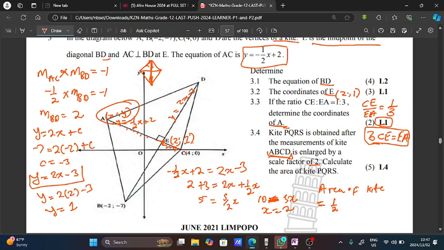So now let's do the area of the kite. We divide it into two triangles. Which one and which one? We have this is the kite ABCD. I want to write the formula here. Half of what?